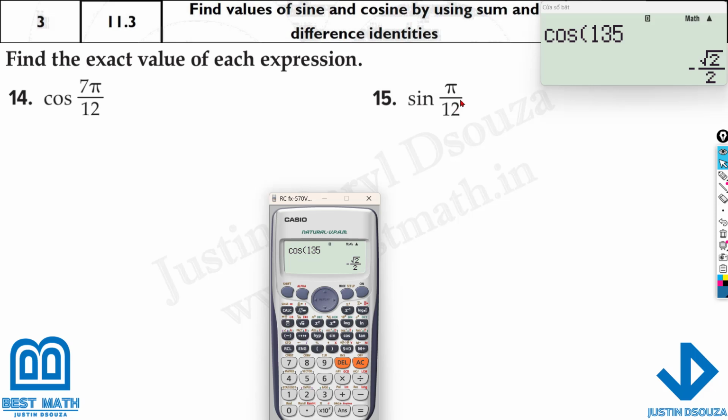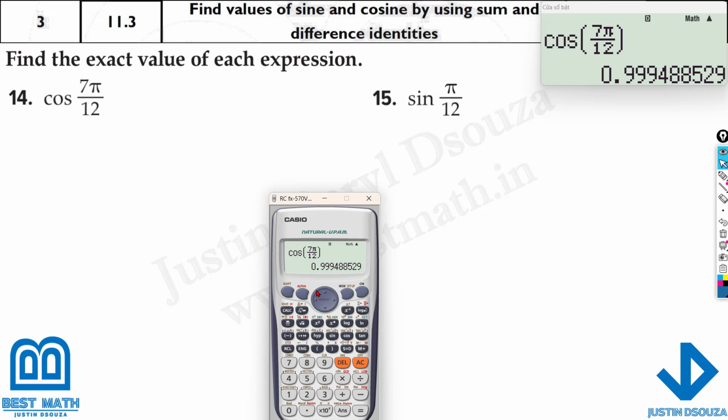Similarly, you can solve the others, but here now we have radians. Sorry, pi is in radians, not in degrees. So it's 7 divided by 12 pi. Let's write 7 pi, shift, and the symbol here. If I press equal to, this is absolutely wrong because it's in degrees, isn't it?